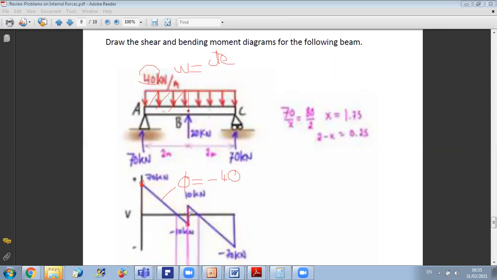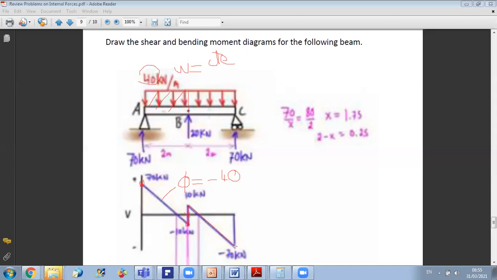Now you can directly deduce the other part from symmetry with respect to this point. No need to continue. You can say that the value here is minus 10, the value here will be plus 10, and you know it from the jump of 20. Then since the value here is plus 70, the value here will be minus 70, and you get your diagram.